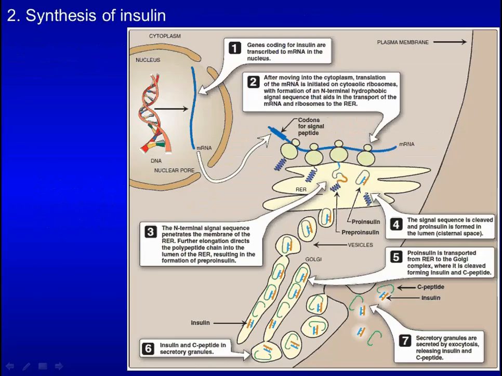Insulin is secreted. Therefore, after transcription and translation, the insulin protein goes through a typical secretory pathway that involves the rough ER and Golgi apparatus. Insulin is stored in vesicles before it is secreted through exocytosis.